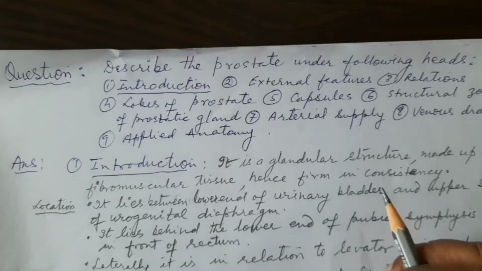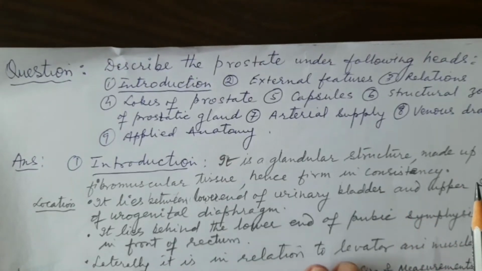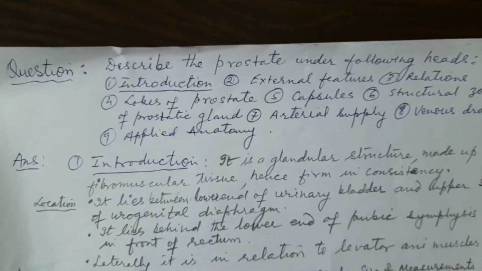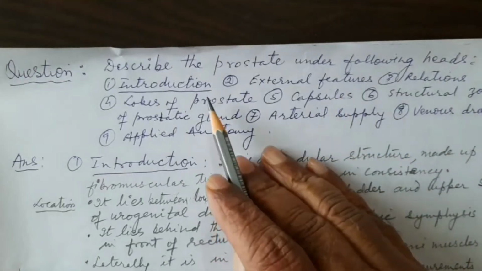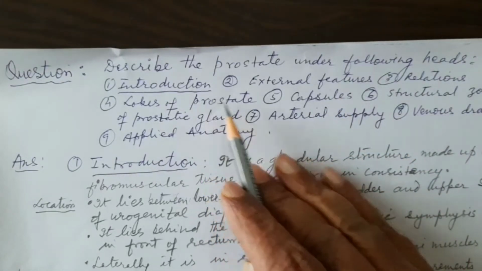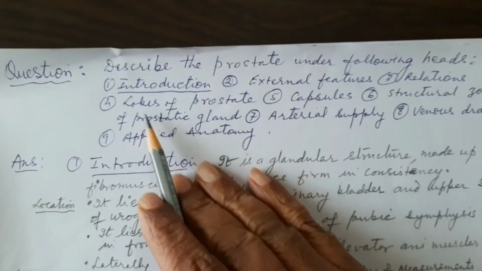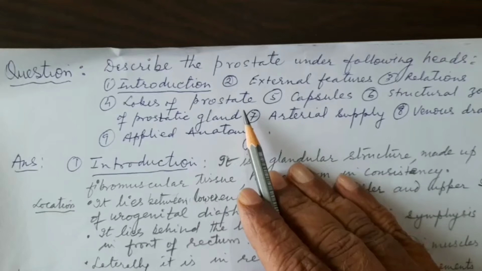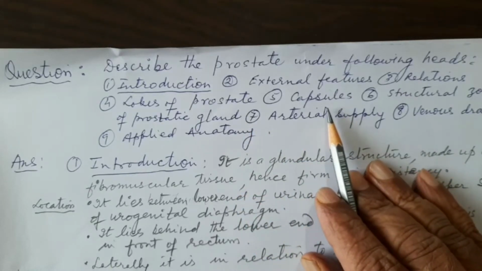Students, again, this is another important question from the pelvic region, frequently asked in the examination and with surgical importance too. Now, the question is, describe the prostate under following heads. The first point is the introduction, external features, relations, lobes of the prostate, capsules, true and false capsules are there.